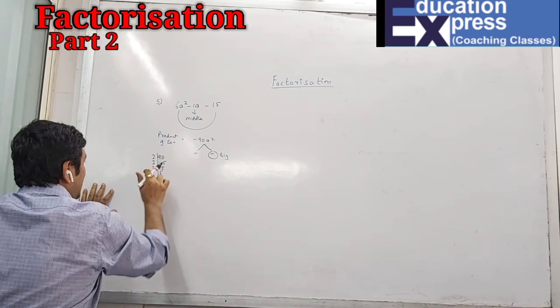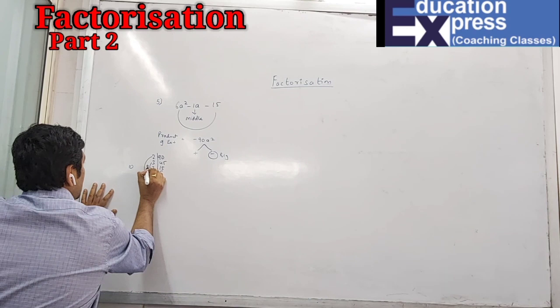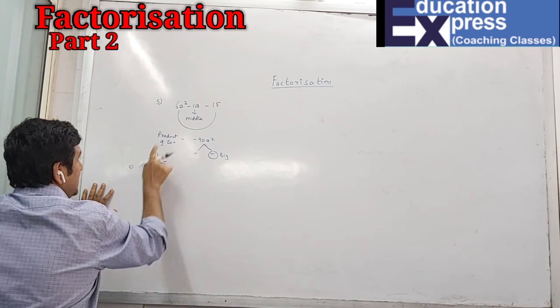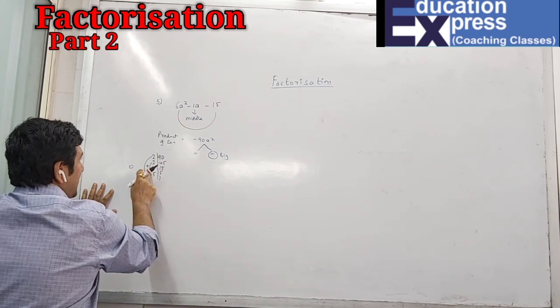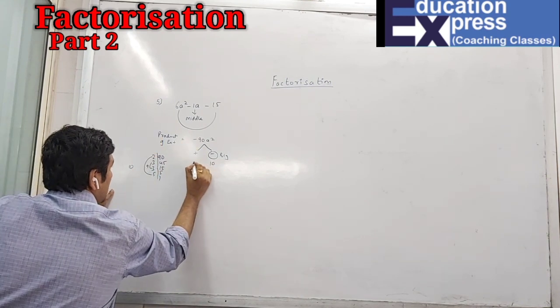So I need to find the other factors now. 2 5s are 10. 3 3s are 9. Yes. 10 minus 9 is 1. And when you multiply 10 times 9, I get 90 also. So the bigger number is 10, it will get the negative sign, and this will get the positive sign.